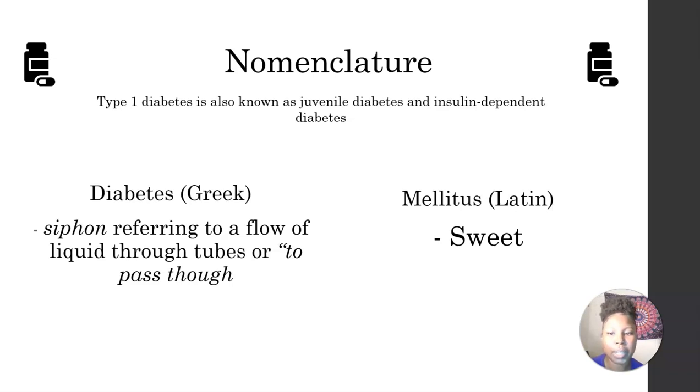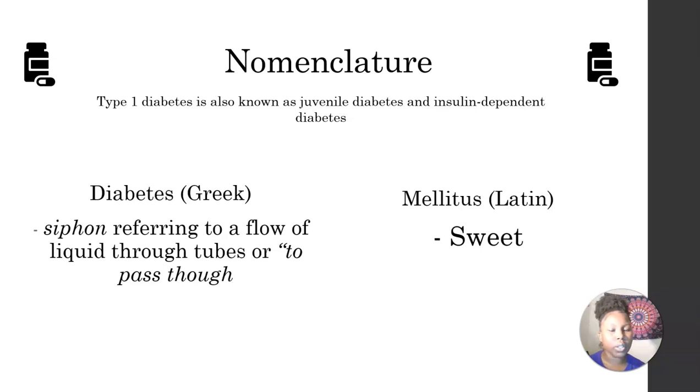So, beginning with diabetes, it's a Greek term that translates to siphon and it refers to the flow of liquid through tubes. When you think of that, just think of urine. And then we have mellitus, which is a Latin term for sweet. If you put those terms together, we have sweet urine.